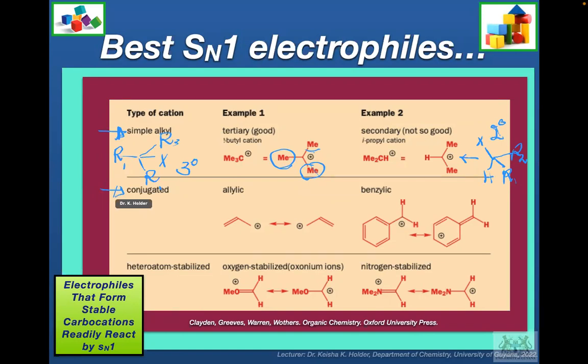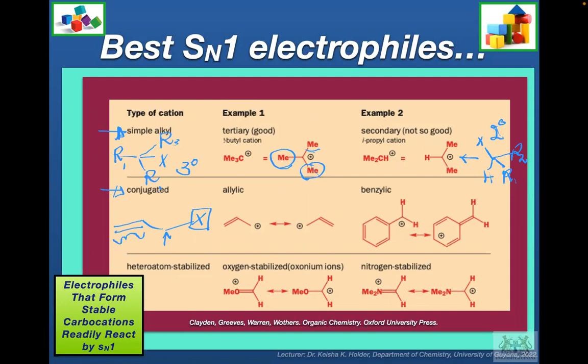Okay. Then we have a second category of electrophiles known as the conjugated group. And these are what you call your allylic or your benzylic groups. So here, these are your electrophiles that result from a double bond that is adjacent to the carbon that has your leaving group. So this is your carbon that has your leaving group. And here is your leaving group, obviously. And then adjacent to that is a pi system, an alkene.